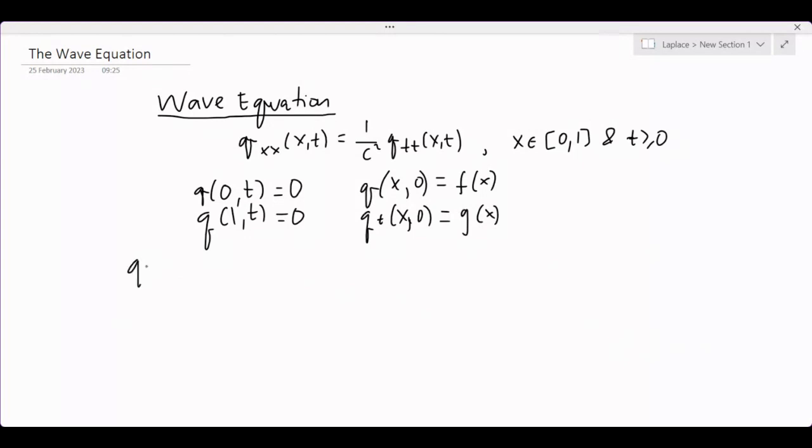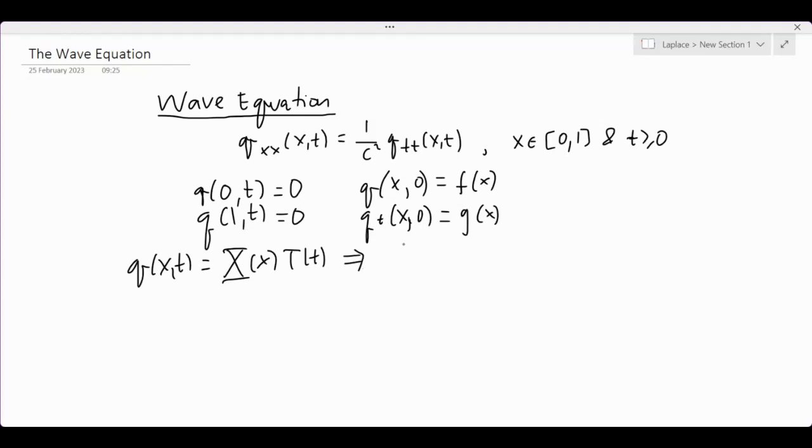the idea is to let the solution q of (x,t) take on the form capital X of x times capital T of t. Now, we are putting the form of our solution in this format because we want to take advantage of the separability qualities of this equation later on.